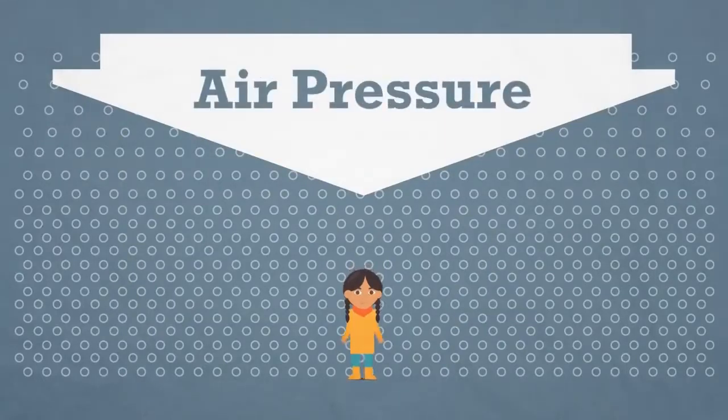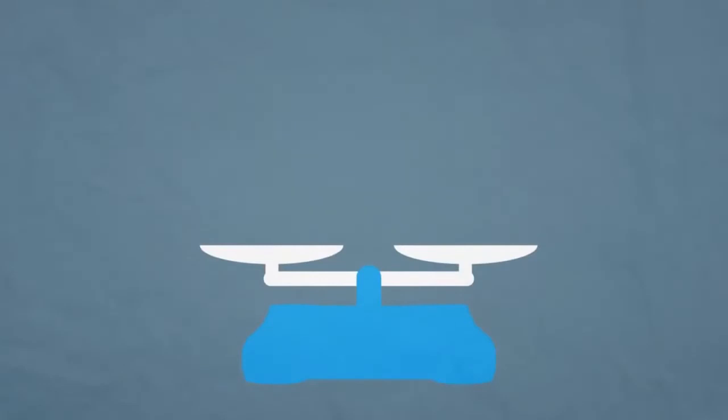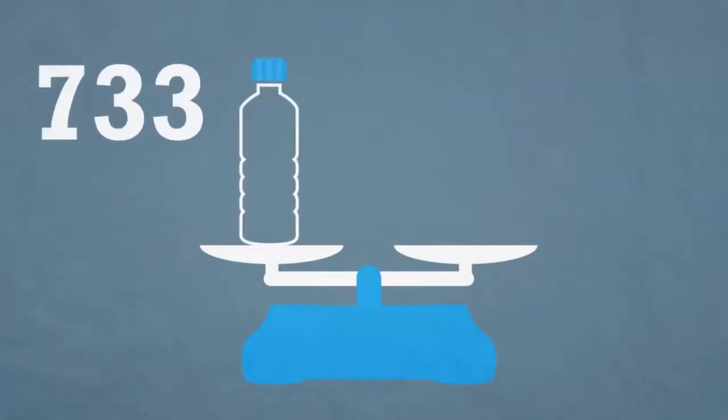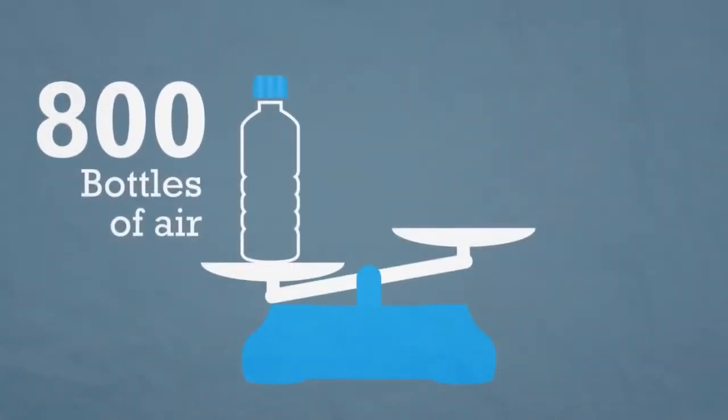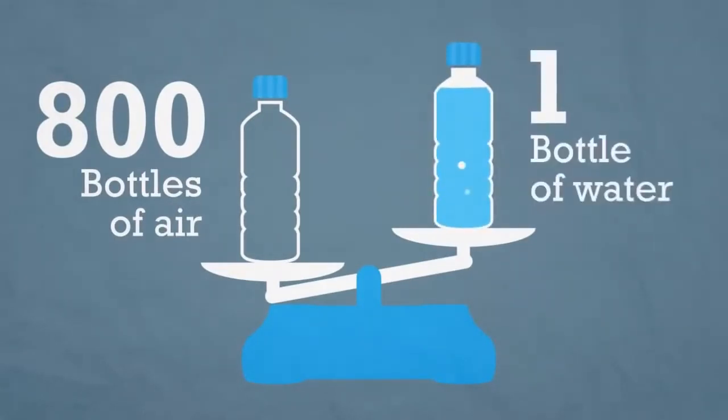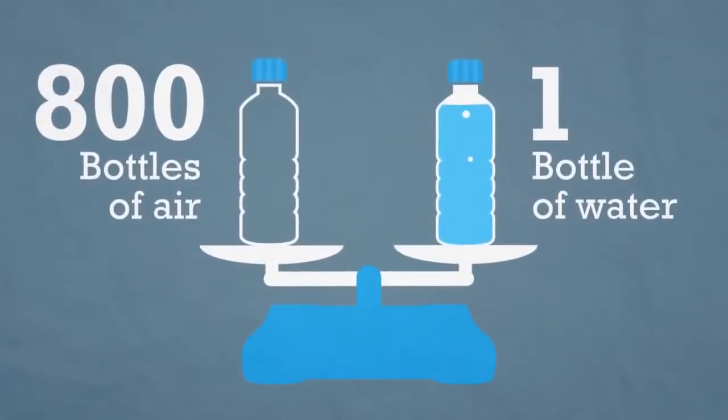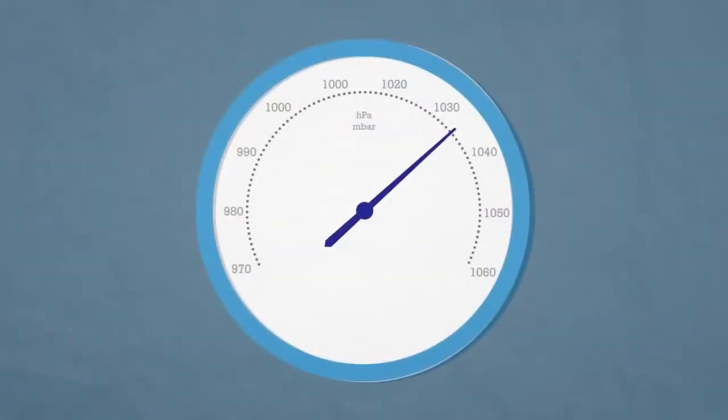We cannot feel air pressure because our bodies are naturally able to cope with the weight of the air above us. In fact, air is so light that it takes about 800 bottles of air to weigh as much as just one bottle of water. We are able to measure the air pressure using a barometer, which looks like this. The barometer displays the pressure on a screen to show whether pressure is high, low, or changing.